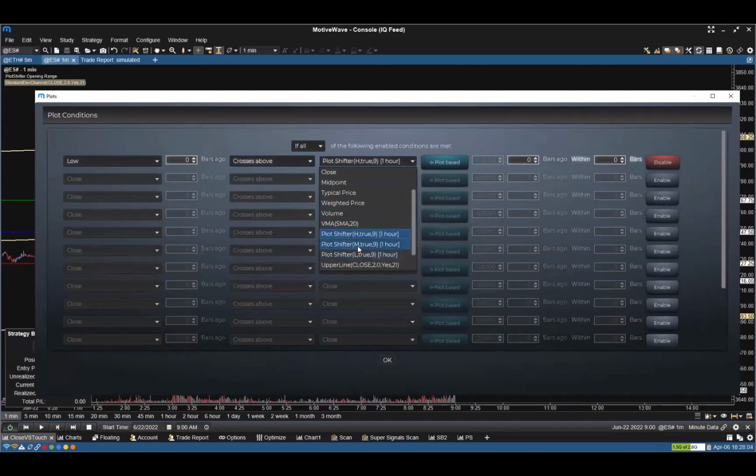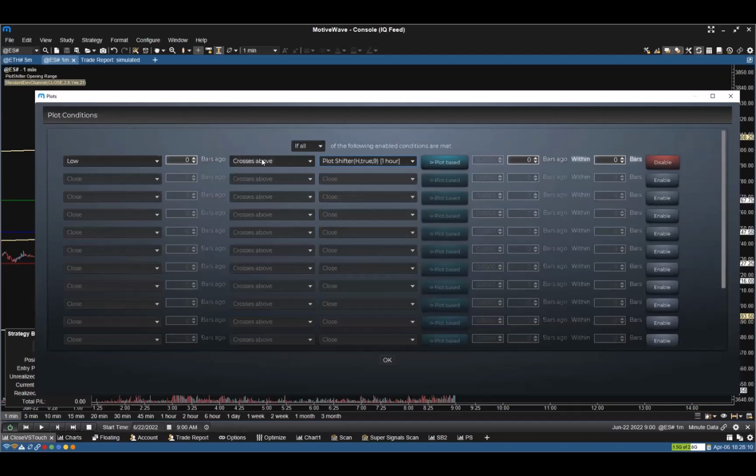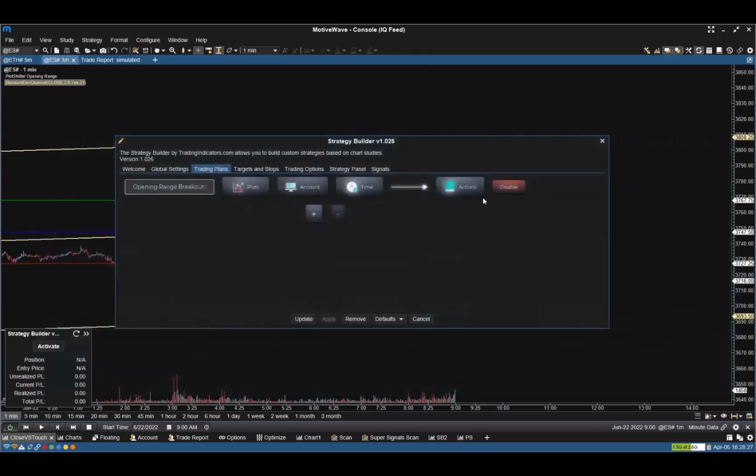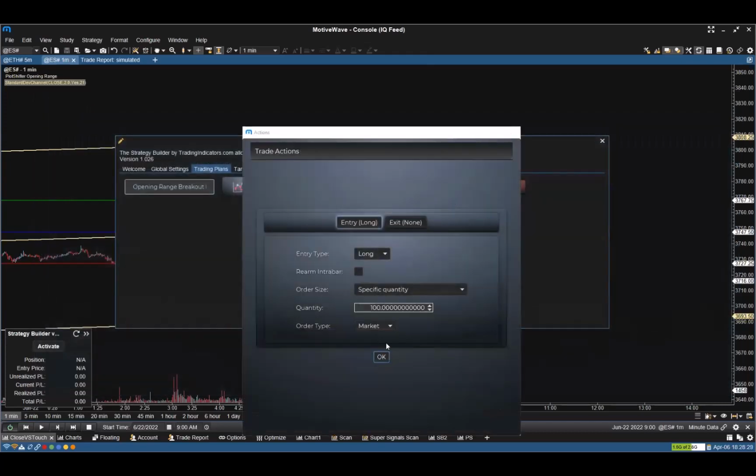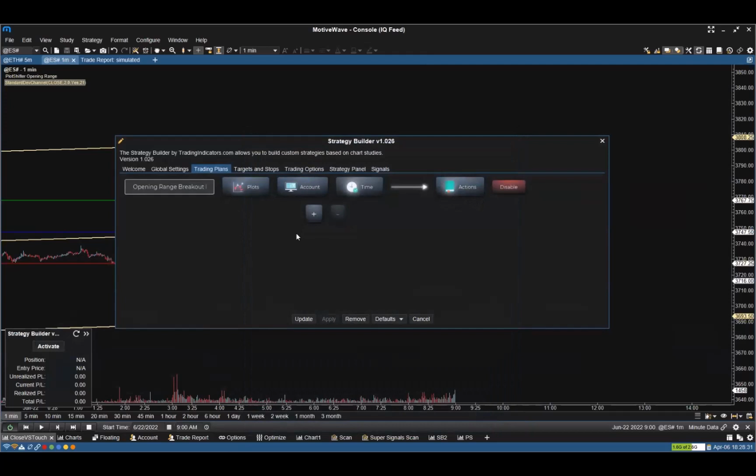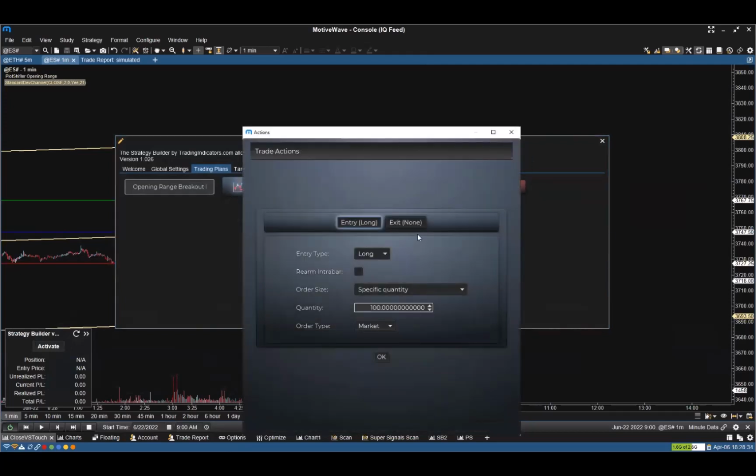You can see we have the midpoint M and low L, and the high of the 1 hour chart. So when the low crosses above the 1 hour high, and the 9 here references 9 a.m., so 9 to 10 a.m., the 1 hour. If that crossover happens 0 bars ago, meaning on the current bar, so if this all happens right now, then I want to take a long entry in my actions here.